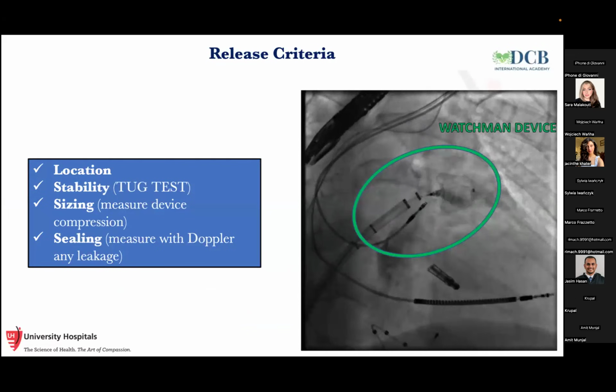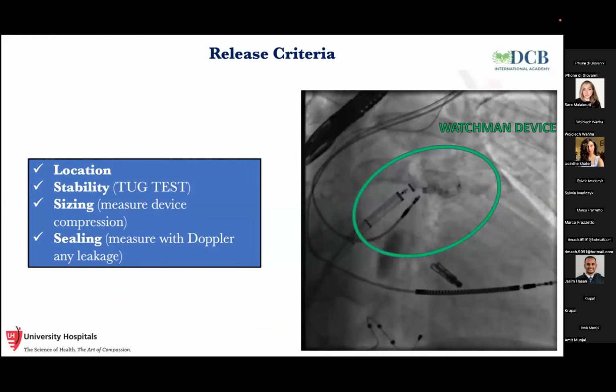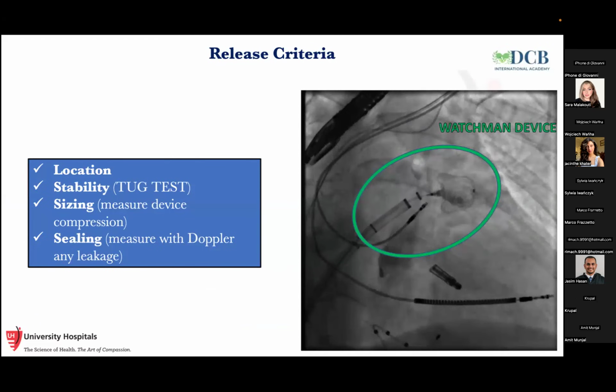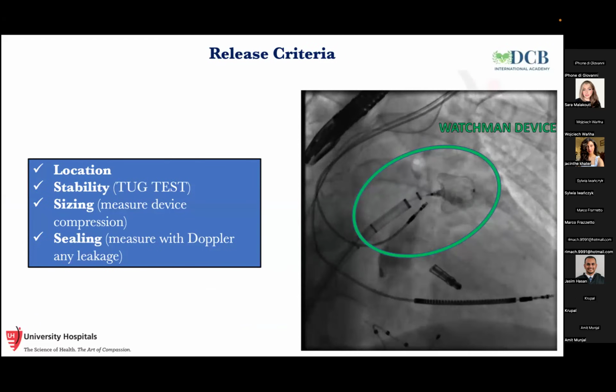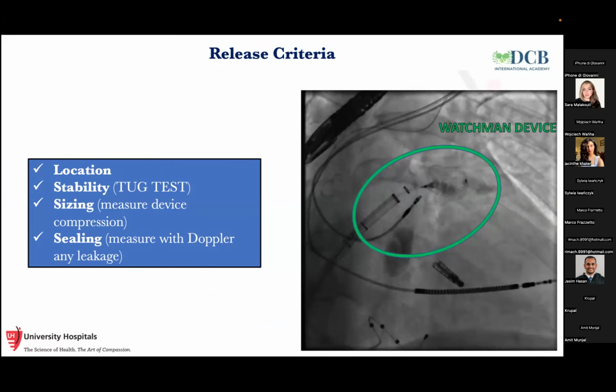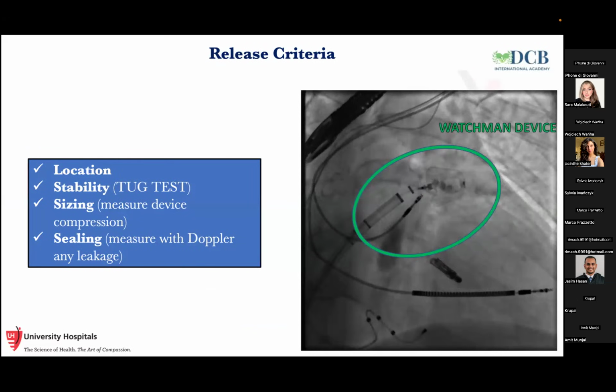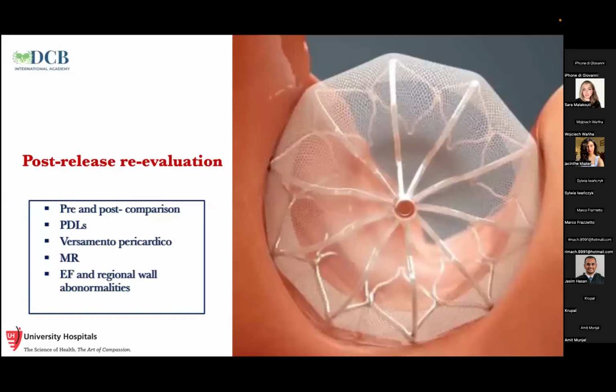Sizing means very good compression, as we said before, because we are able to measure the device compressed after deployment. The sealing: there are no leaks, because if there are leaks, we did not reach our goal, to completely seal the LAA. And we release the device.